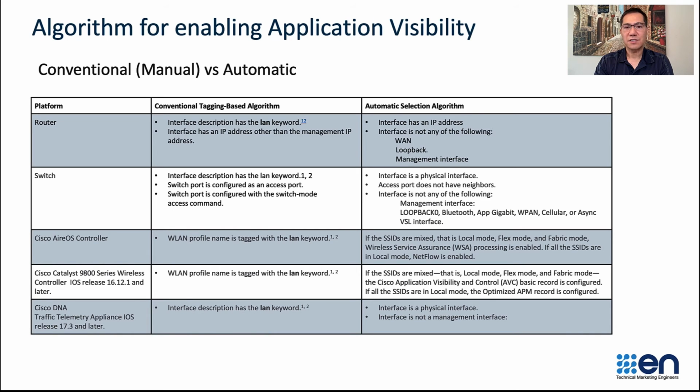An easier way is with the automatic algorithm. DNAC will automatically select interfaces to enable based on a set of selection algorithms outlined in the chart. If a different selection is desired, the user can use the conventional method for that device. Note that once DNAC sees the LAN keyword on any interface or SSID for a device, DNAC will not use the automatic algorithm for that device and will revert to the conventional algorithm. For the automatic algorithm to work properly, ensure that connected devices have CDP enabled. For more details, see the link to the user guide in the description below.